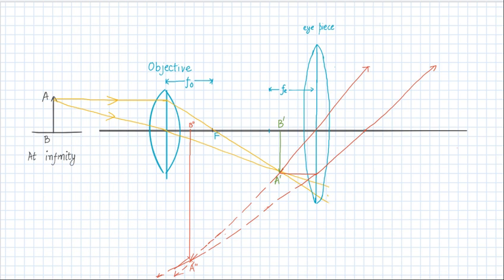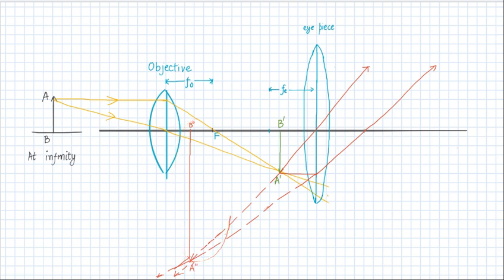Okay, so let us summarize what happened. An object which was placed at infinity, AB, forms an image A dash B dash using your objective. This image A dash B dash will act as an object for your eyepiece, and this eyepiece forms a final image A double dash B double dash here. Fine. So for the normal human eye, it will appear that this object has produced the image at this point.